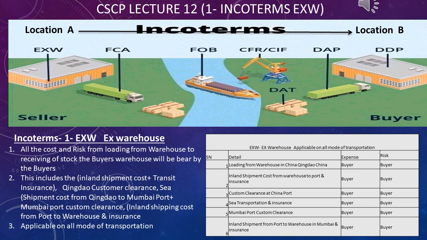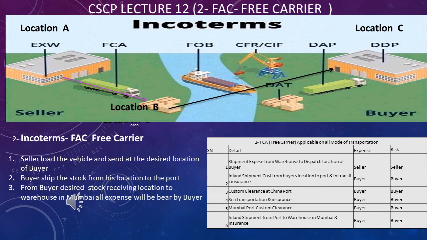Here the buyer is the main party who is taking responsibility for almost everything. So we go to the next slide, and I will try to finish quickly. The next term, number 2 term we're using, is called FCA, Free Carrier. The difference between Ex Warehouse and FCA is that the seller will ship the stock from location A to location B.